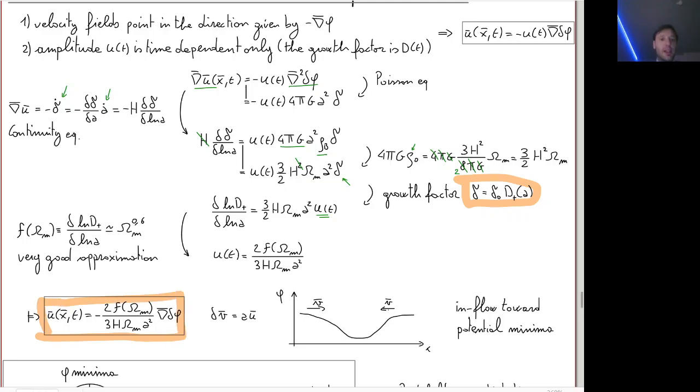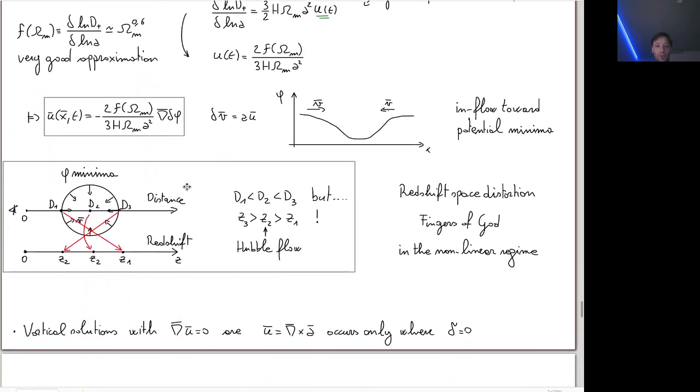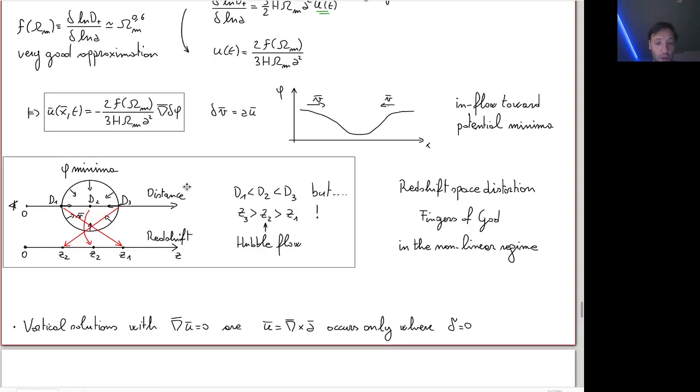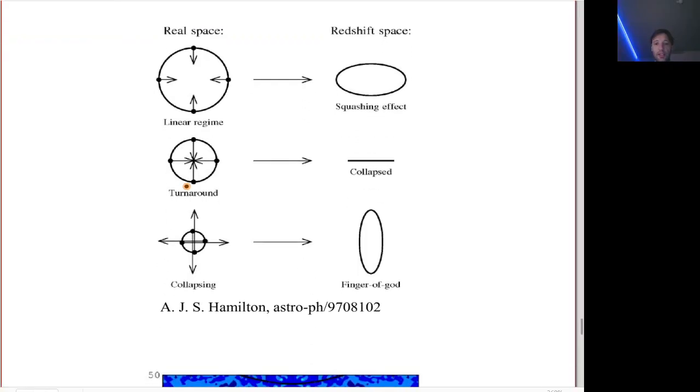Now let's transform this into something that is observable, which is the spectrum. To do that, what do we see? How do we observe a structure that is forming? We have several of them forming across the universe, but let's pick only one, this gigantic object. We are in the linear regime, therefore we are on the 100 megaparsec scale or so, and the gravitational collapse is taking place. Therefore, our structure is starting to compress.